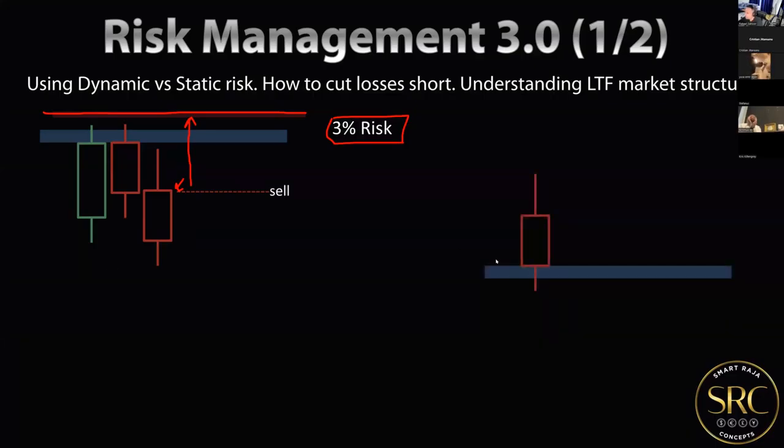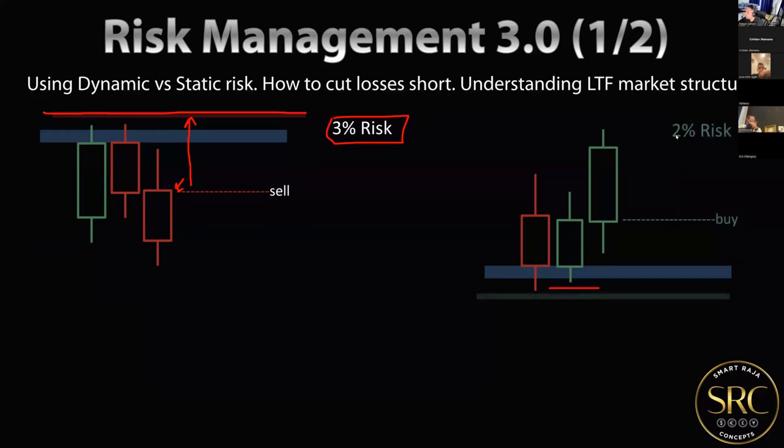In the same way, let's say you have a bearish candle forming and then a bullish candle forming right over here. And for the next one you say, there's a high probability for price to continue pushing up. I'm going to have my stop loss below the candle and anticipate the next candle to move bullish. You're buying at this point, with a 2% risk. If price comes down and hits your stop loss, you're losing 2%. This is static risk.